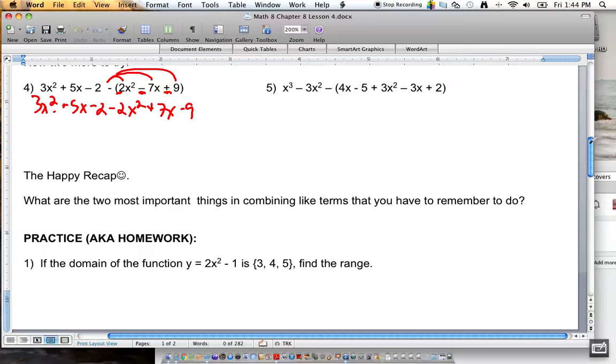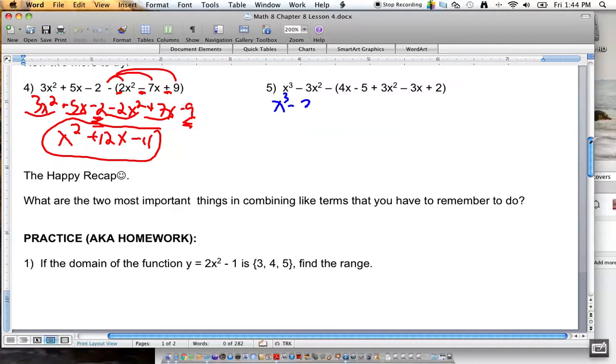Now, to put it all together, I have 3x squared and negative 2x squared, that's 1x squared. I have 5x's and 7x's, that is 12x's. And I have negative 2 and negative 9, is negative 11, and another trinomial, x squared plus 12x minus 11, 3 terms in there. Any question about that? Problems? Preguntas? No. Okay.